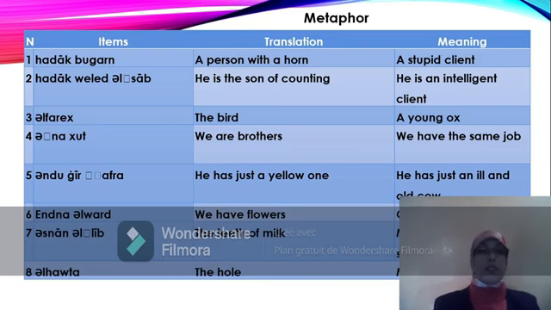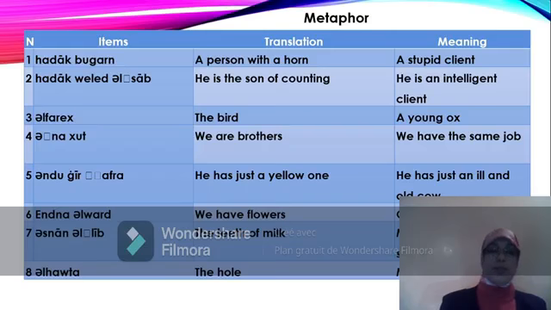So item number 1, هذاك بوغرن. As a translation, a person with a horn. So what is the meaning? It means a stupid client. Now, this is the secret language between butchers.